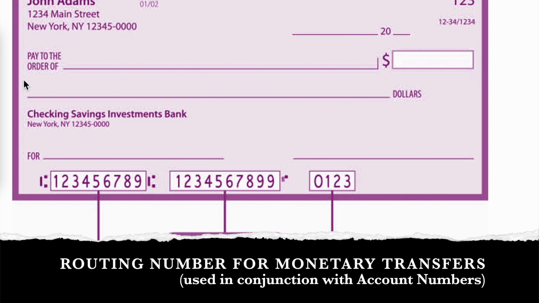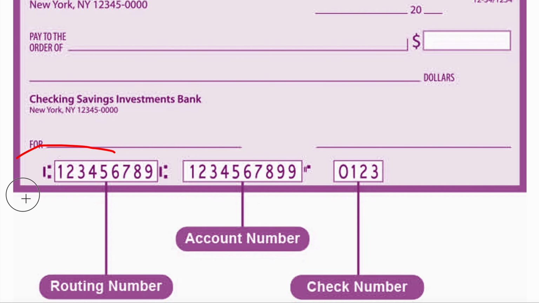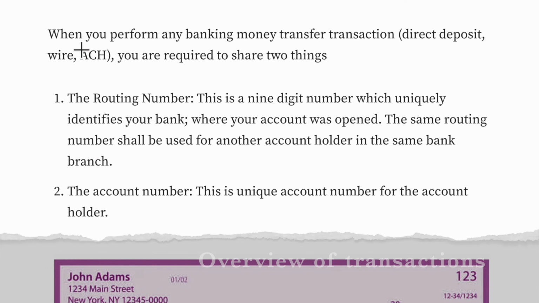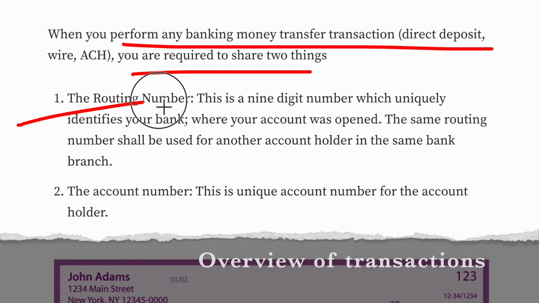When you have to do a monetary transfer to any bank account, for example a wire transfer, an ACH transfer, or a direct deposit, you are required to provide something called a routing number, and the routing number is located on the check on the lower left side. So when you perform this bank transfer, you are required to share two things. One is the routing number.